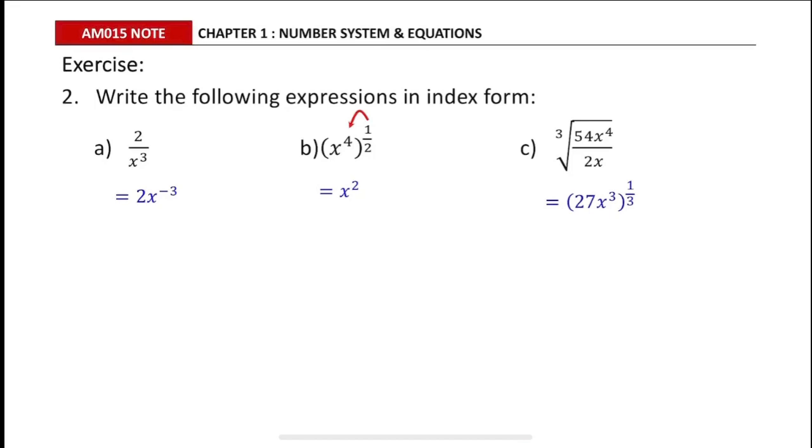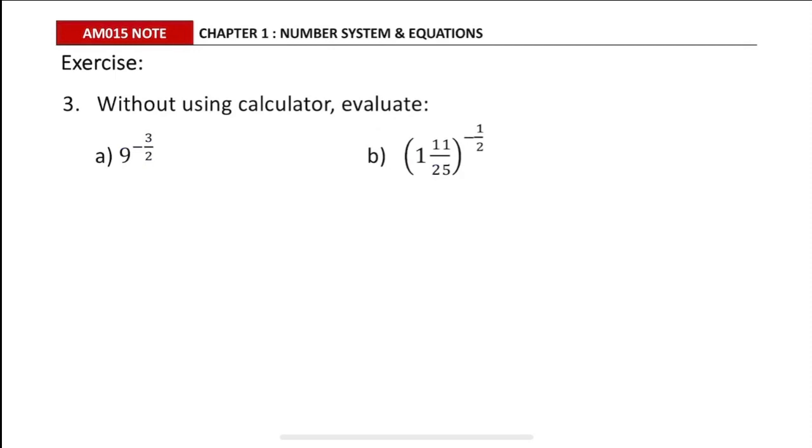Then, change 27 to index number 3 cubed. After that, distribute the power 1 over 3 to 3 cubed and x cubed inside the bracket, and we get 3x. So question 3 is, without using calculator, evaluate A and B. Question 3a is 9 to the power of negative 3 over 2.